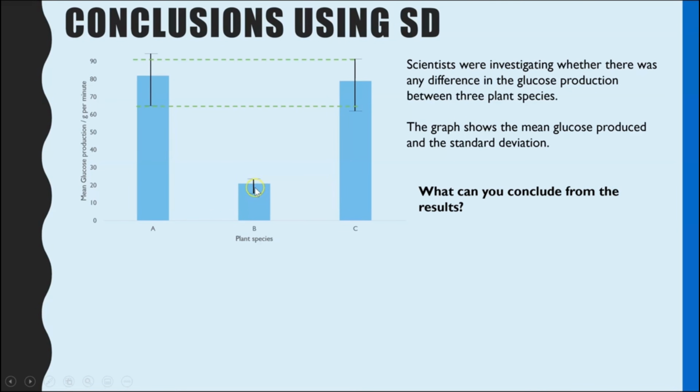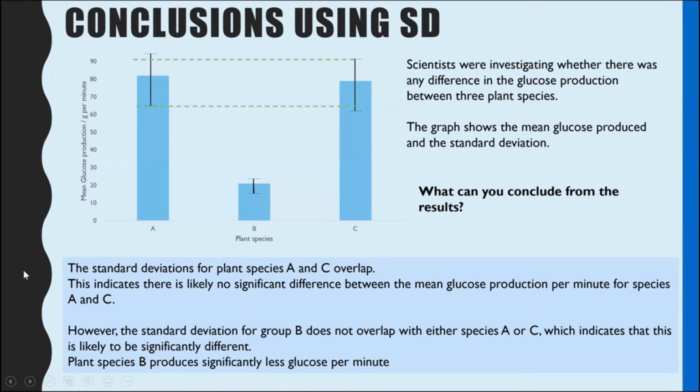And we can see that for plant species B there's no overlap with A and C, but A and C there is an overlap, and I've done this dashed line to show the top of the standard deviation bar for C. We can quite clearly see it overlaps with A, and the same here, the bottom of the standard deviation of A is overlapping with C. So that would be the first thing that you would state in your answer.